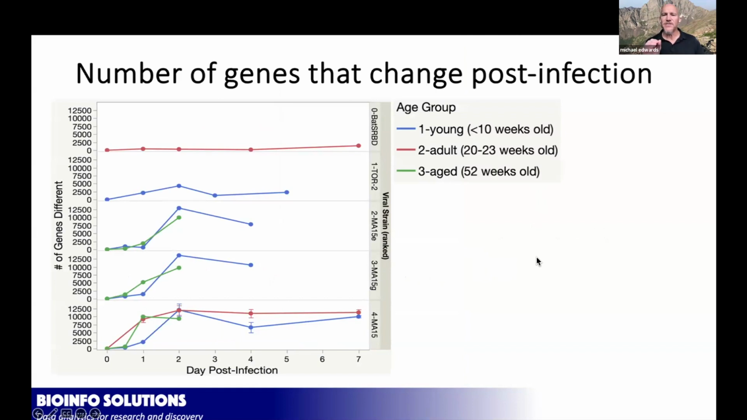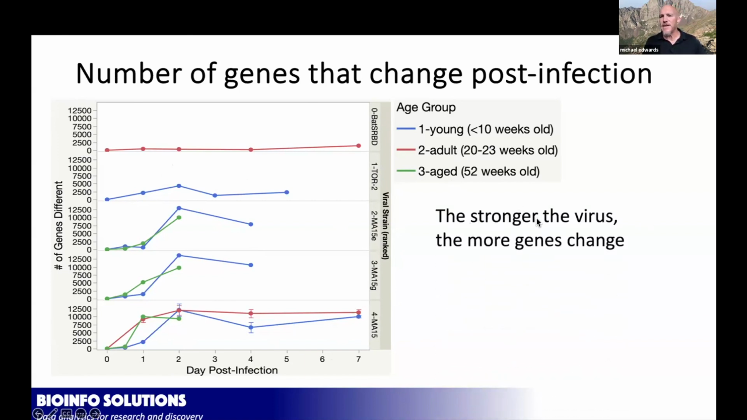What's interesting is it's not just the genes that tell you what's going on in the system. You can see the genes as a whole, and it gives you an idea of what's going on as well. In this graph, we've got our different viral strains from least severe to most severe. We also have day post-infection on the x-axis. I'm looking at the number of genes that were significantly different at each of these time points for young, adult, and aged. And what you find is the stronger the virus, the more the genes change.